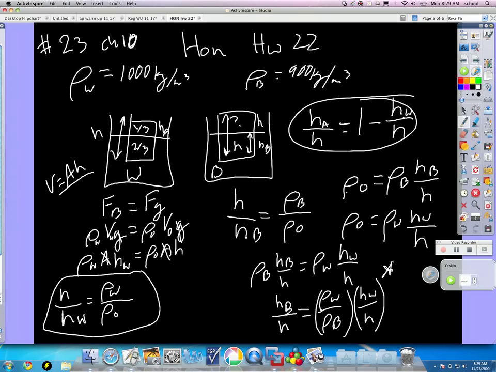So it's 0.666 whatever, 0.66 times 0.9. So if you take 10% off, it's just like 0.6, right? So we get like 0.6 is below. So that means what must be floating above? Must be above.